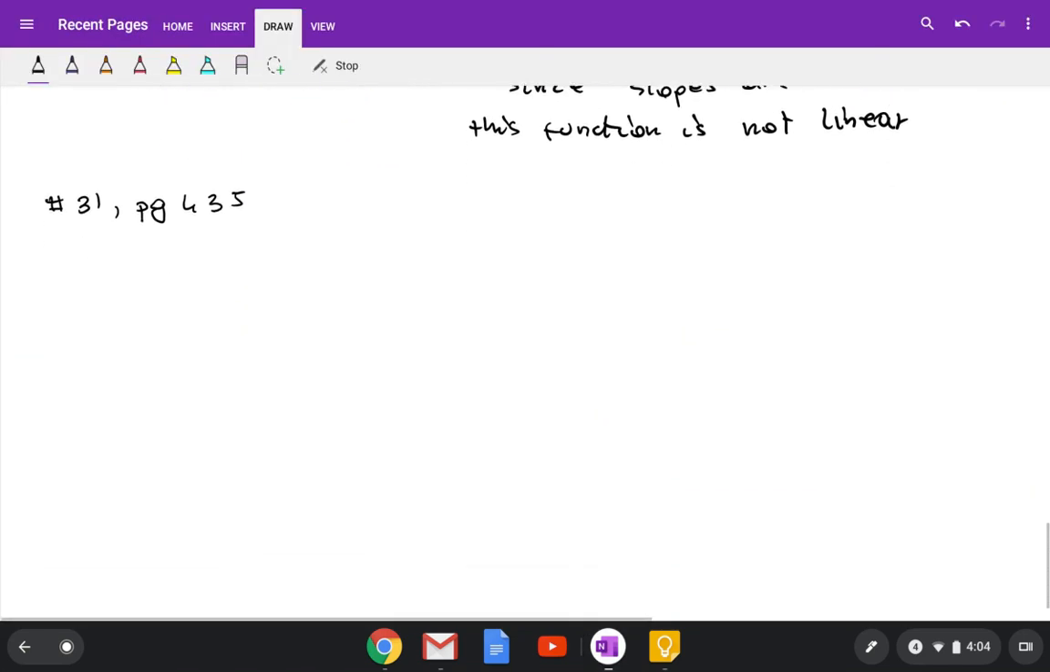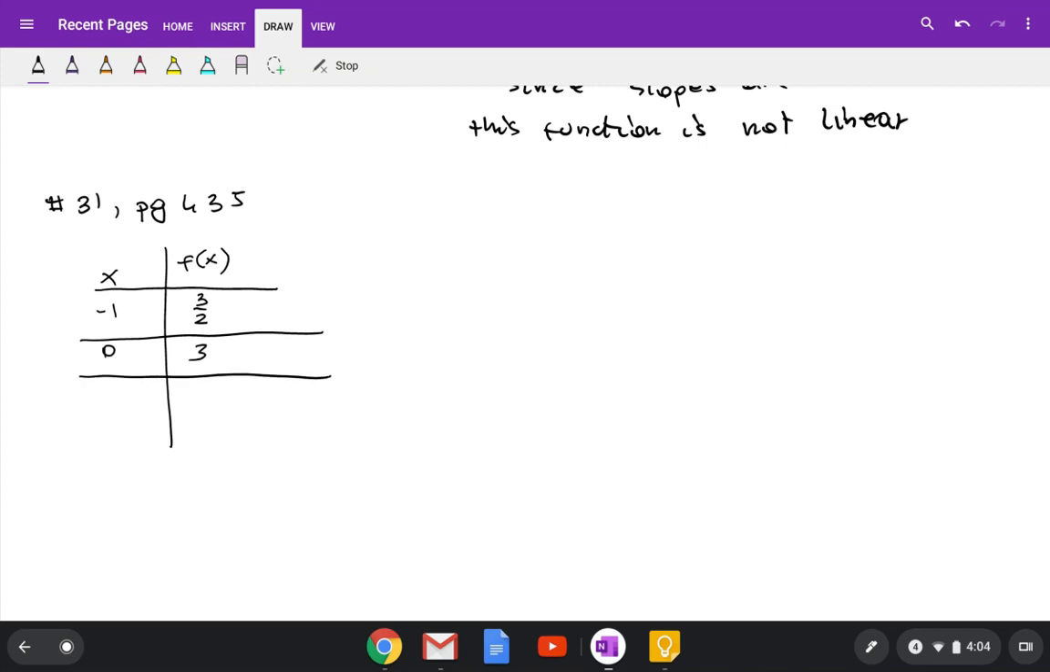So in 31, they give you six points: -1, 3/2; 0, 3; 1, 6; 2, 12; 3, 24. Exponential or linear? Let's see. I'm going to prove it.